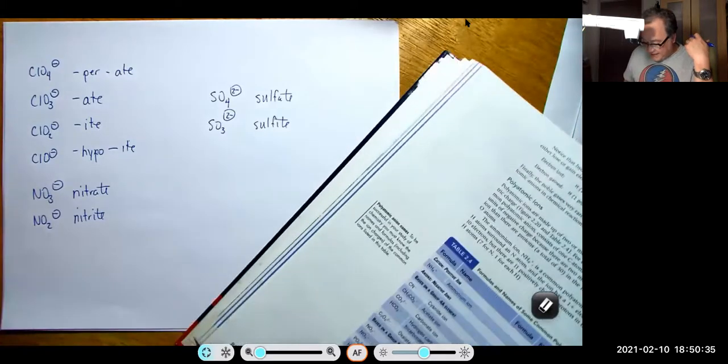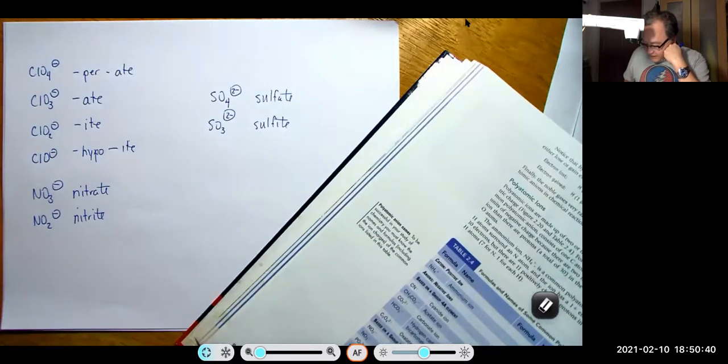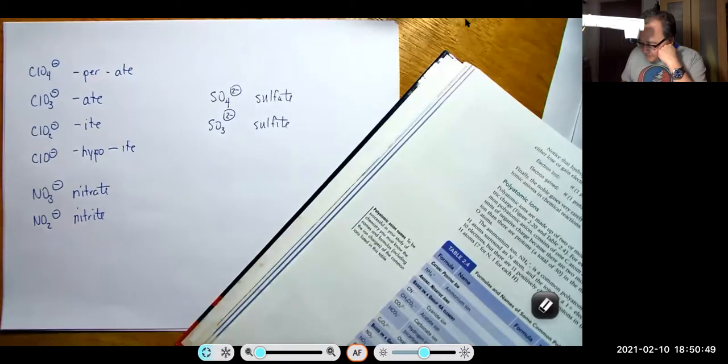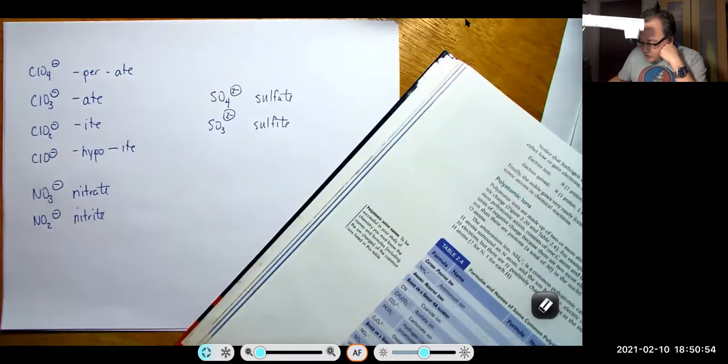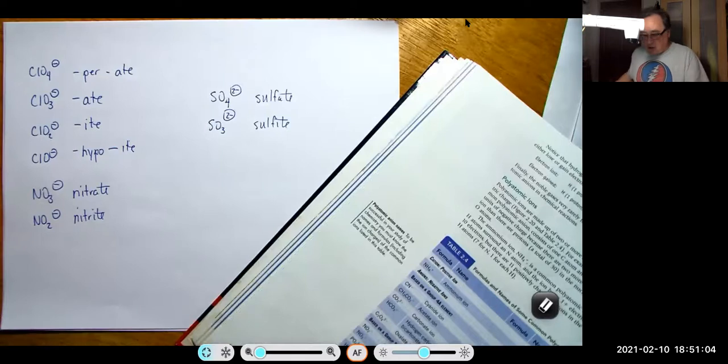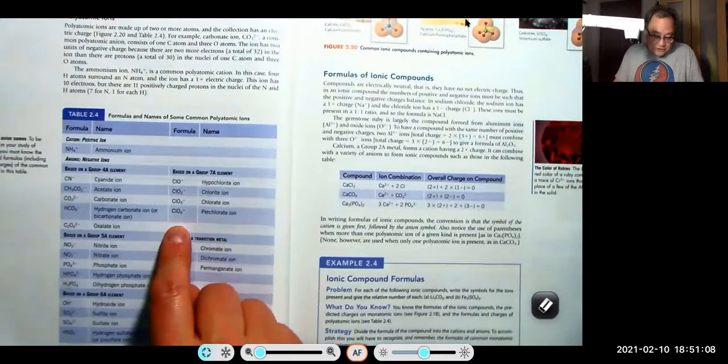Yeah, that's basically what's given. They give it to you in different places here and there. Like you see the nitrate and the nitrite. So they give you an example there. They give you the hypochlorite, chlorite, chlorate, and perchlorate. They give you the list differently than I do. They give you the list with fewer oxygens to more oxygens, and I give you the list from more oxygens to fewer.